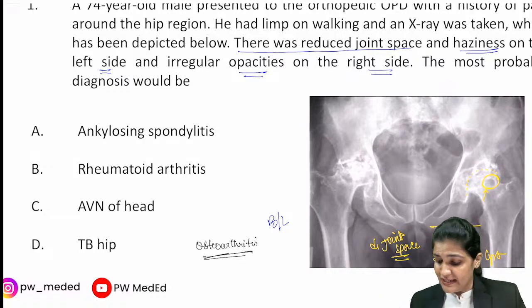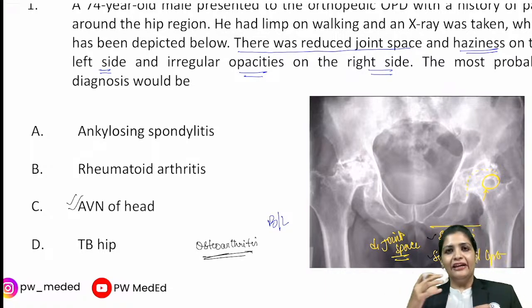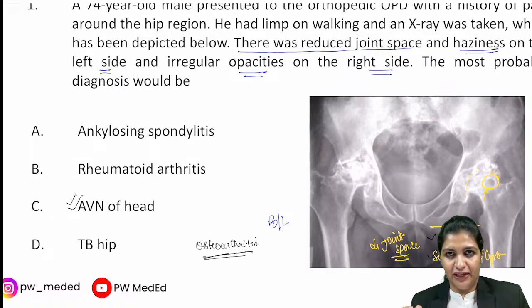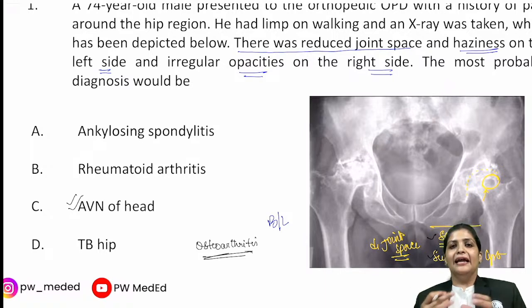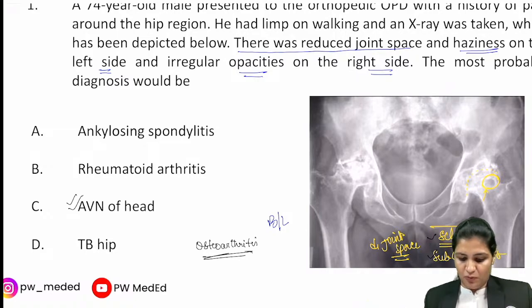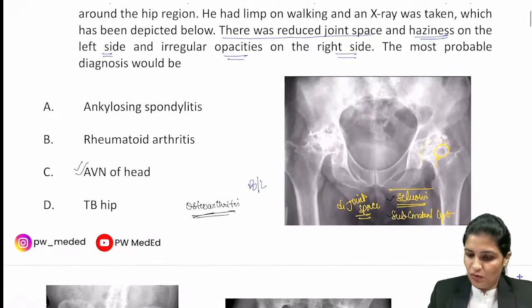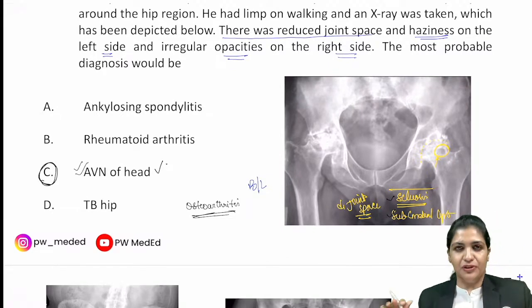Here the sclerosis and subchondral cyst mainly point towards avascular necrosis of the head. If the patient is having avascular necrosis of the head, you can see that the head is completely worn out, completely degenerated. Then the joint space is reduced, and then it will reach the acetabulum, and then it will completely result in osteoarthritis. So the answer to this question is avascular necrosis of the head.